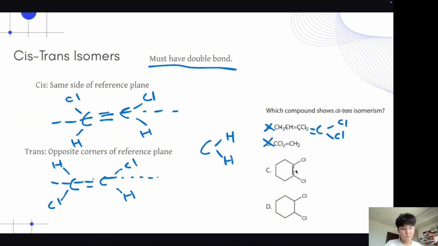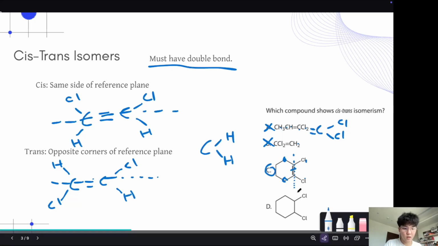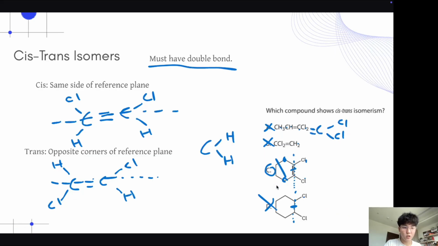Okay, now let's look at this. We do have a double bond here. Reference plane is here. Okay, we have carbon here, CH2 here, CH2 here, and a chlorine. Well, this means that this would be cis isomerism. And let's just check D to be safe. This also has Cl and Cl on the same side of the reference plane. However, this is a single bond. And remember, we must have a double bond. So, no. Bye-bye. So therefore, this is our cis-trans isomer.